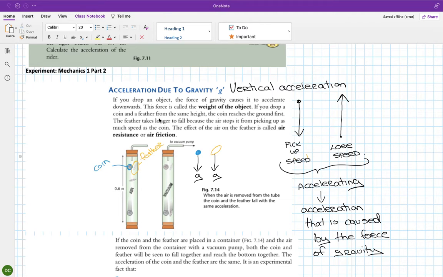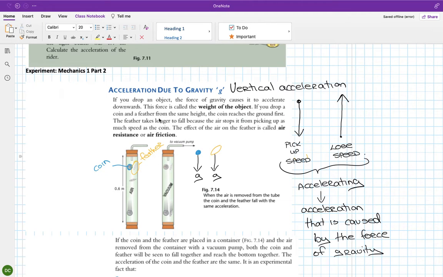So the force of gravity acting on both of them is going to be identical, because the force of gravity only changes if you go really, really far away from the surface of the Earth. So like if we go to the moon, the force of gravity is different. But anywhere on the surface of the Earth, the force of gravity is the same. So you have the same force of gravity acting on the coin and the feather.